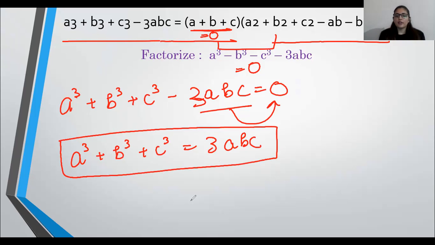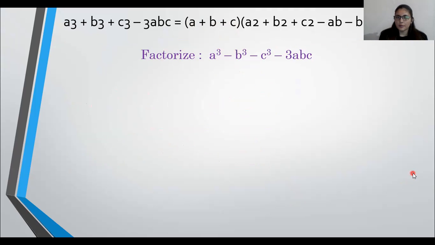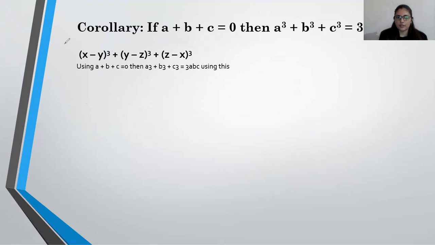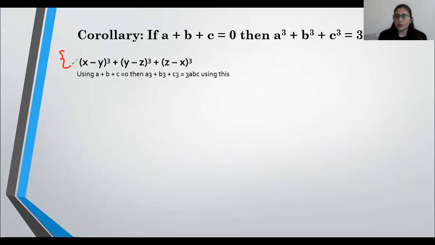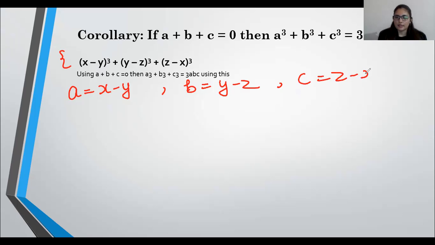So if the sum of three terms equals 0, then you can directly make use of this result. Okay, so let's solve one question based on this. For example, if we need to factorize these three terms, you will not be opening the bracket. You can see that these three terms are in the form of cubes, right? So this means that our A is x minus y, our B is y minus z, our C is z minus x, right?